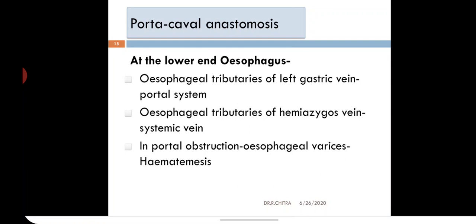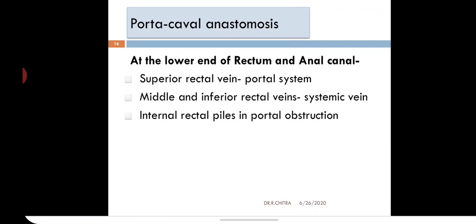So the first site is at the lower end of the esophagus. In this, the esophageal tributaries of the left gastric vein are the portal system veins. The esophageal tributaries of the hemiazygos vein are the systemic veins. What will be the symptoms in this? If there is portal obstruction, these veins will be enlarged. It will be called esophageal varices. And the symptom will be hematemesis, vomiting of blood. So this is one site.